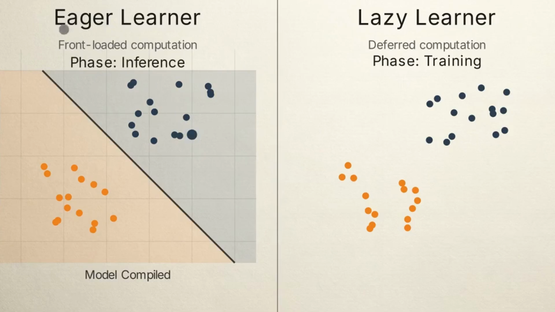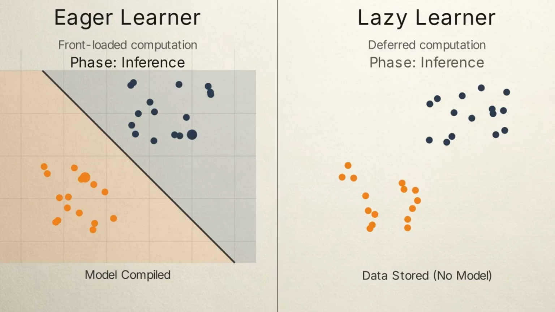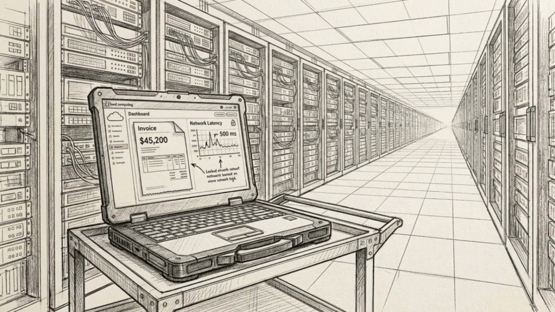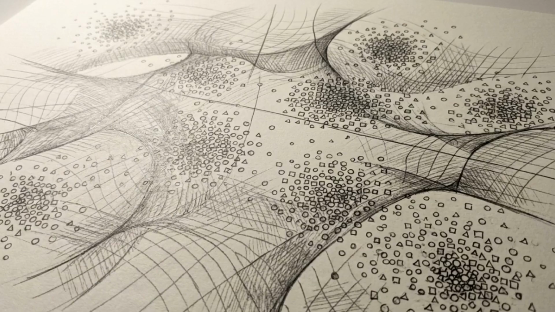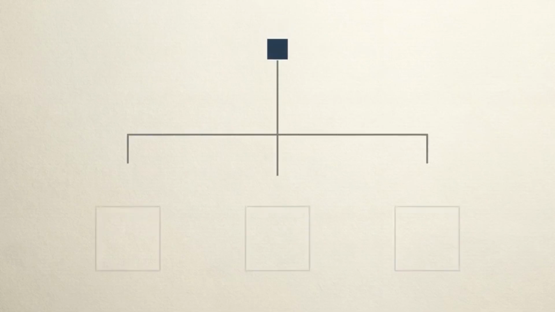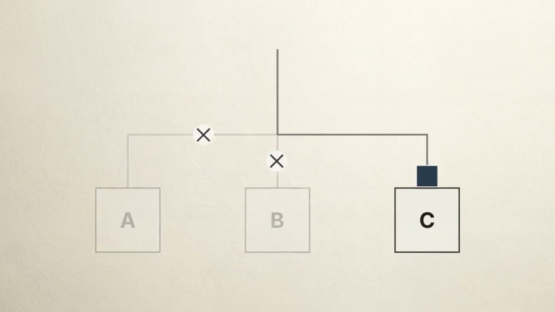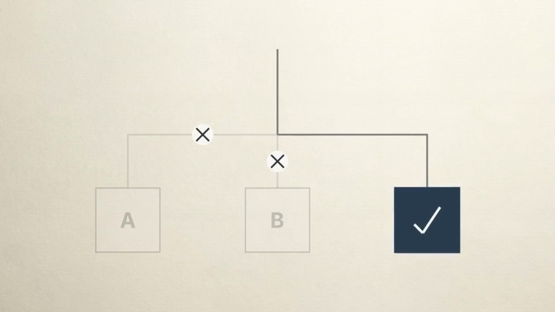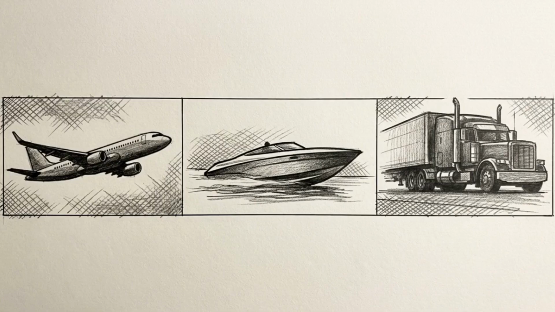Lazy learners use the opposite architecture, deferring computation until prediction time. When new data drops in, the system calculates proximity to nearest neighbors in real time. Lazy learners do not build an overarching model, they simply memorize the training data. This shifts the heavy computational burden entirely to the inference stage. The choice between an eager and a lazy architecture directly dictates the predictive latency and server cost of the live production system, moving beyond binary constraints of plane, a boat, or a truck.